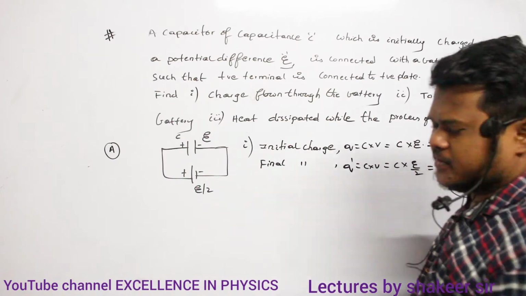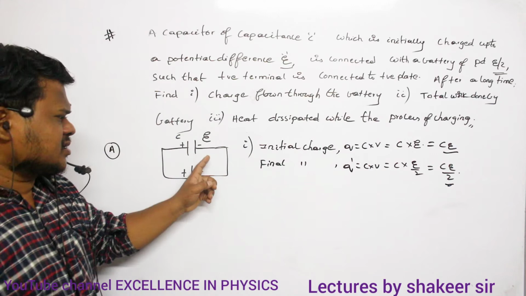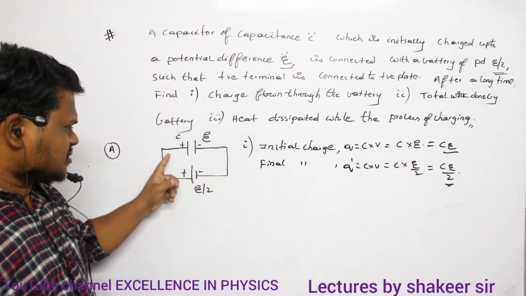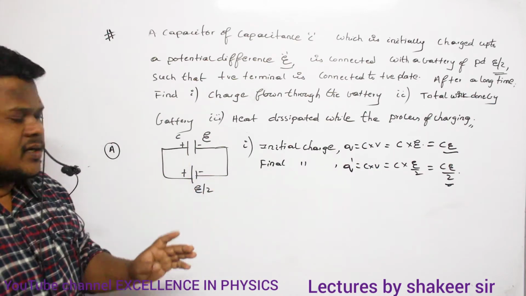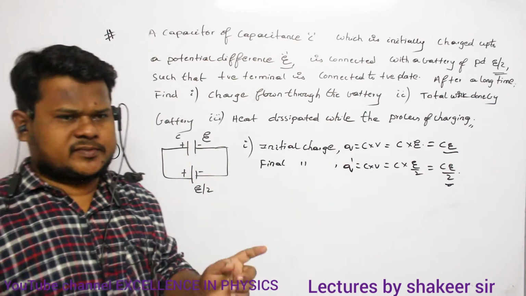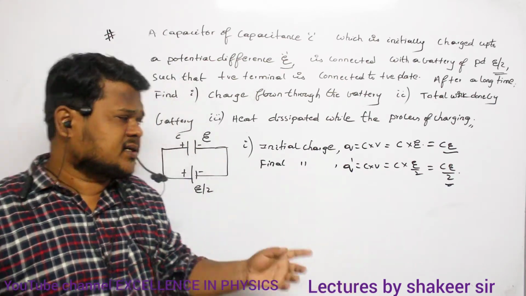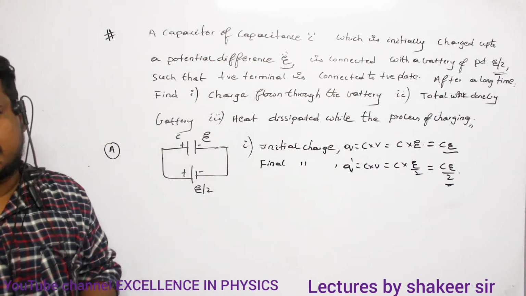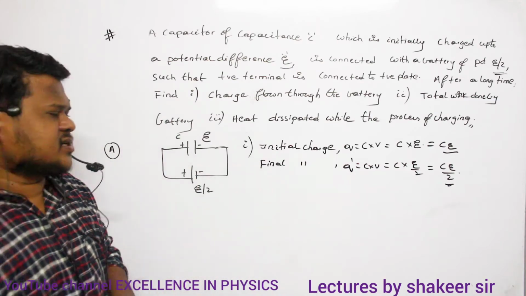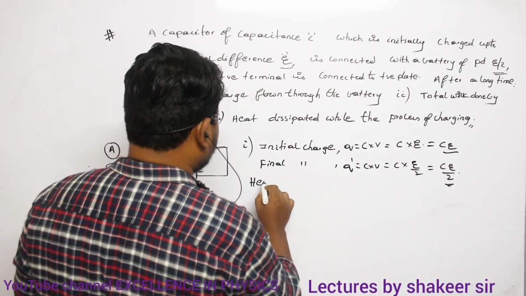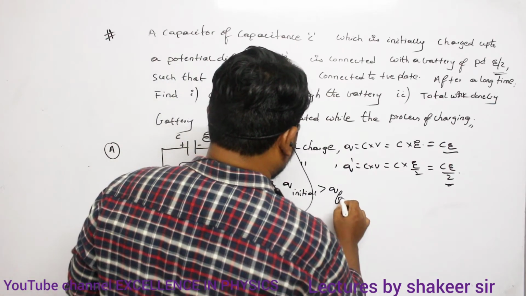What do you understand from this? We have to understand that some of the charge which was present in the capacitor has flown to the battery. Now here the battery is not supplying charge. Who is supplying charge here? The capacitor is supplying charge in this condition. Because initial charge is greater when compared to final charge. Here I can write Q initial is greater than Q final.